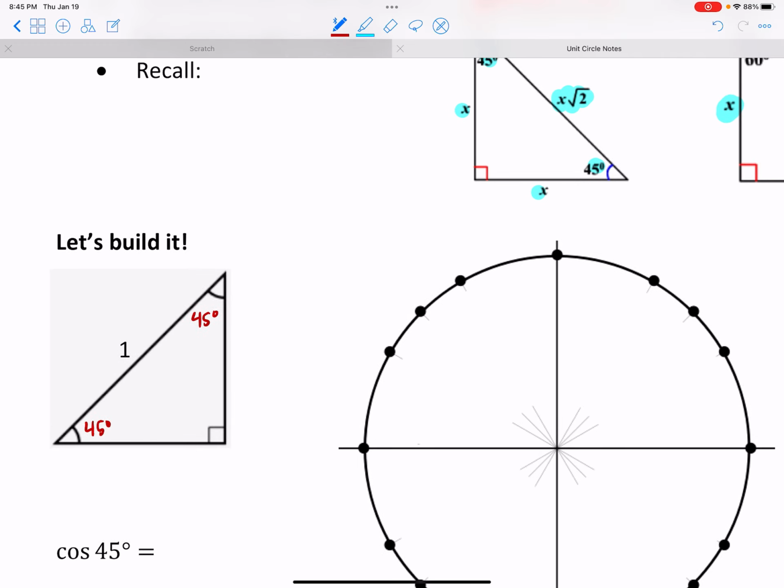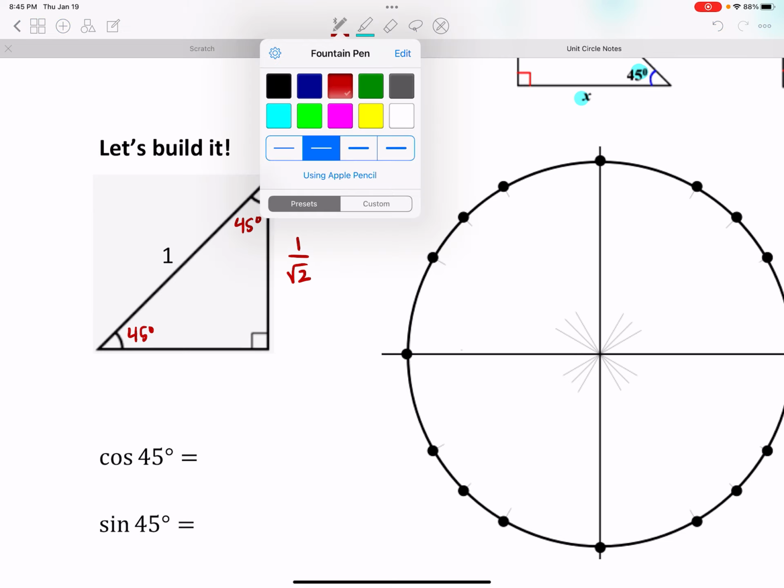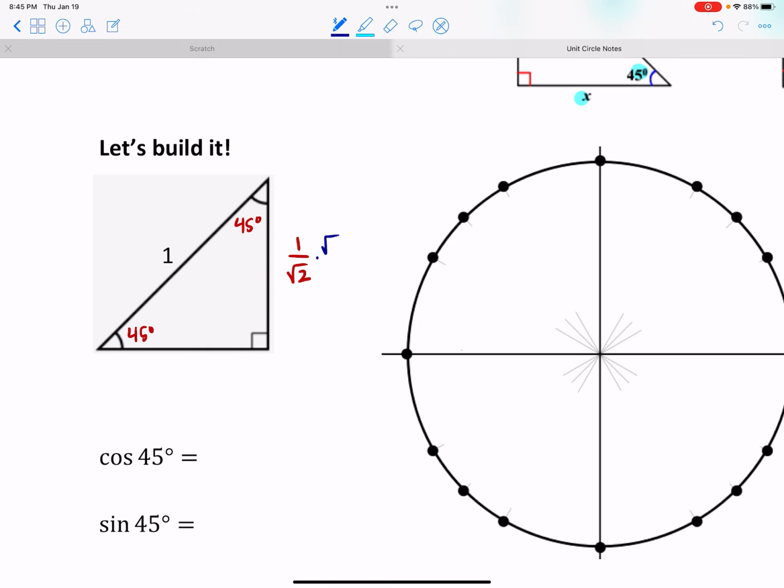We said in our 45, 45, 90 that we're going to multiply by a radical 2 to get our hypotenuse if we know the leg length. Well, now we're going to go in reverse. Since we know the hypotenuse is 1, we would divide by radical 2 to figure out the leg length. So if I took 1 and divided it by radical 2, then that leg has a length of 1 divided by radical 2. Technically, to be proper, we're going to rationalize this.